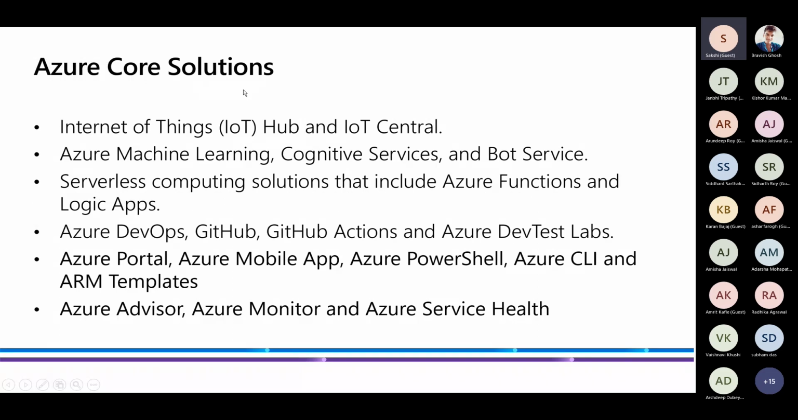So in Azure core solutions, we have several things. For IoT, Internet of Things devices, we have IoT Hub and IoT Central. It provides data and AI features like Azure Machine Learning, Cognitive Services, and Bot Services. Serverless computing solutions that include Azure Functions and Logic Apps. DevOps solutions like Azure DevOps, GitHub, GitHub Actions, and DevTest Labs. For creating and managing these things, we can use Azure Portal, mobile app, PowerShell, CLI. I will look at all these things in upcoming slides.